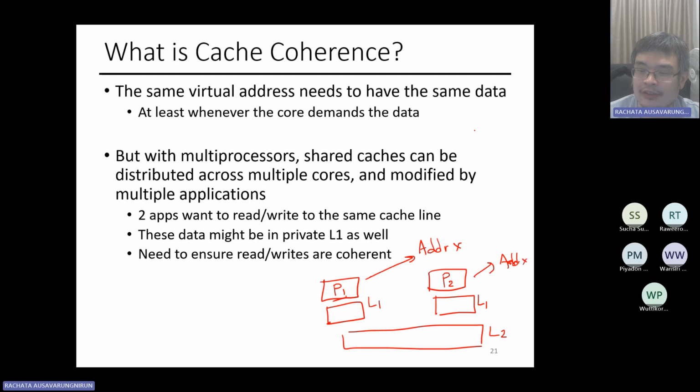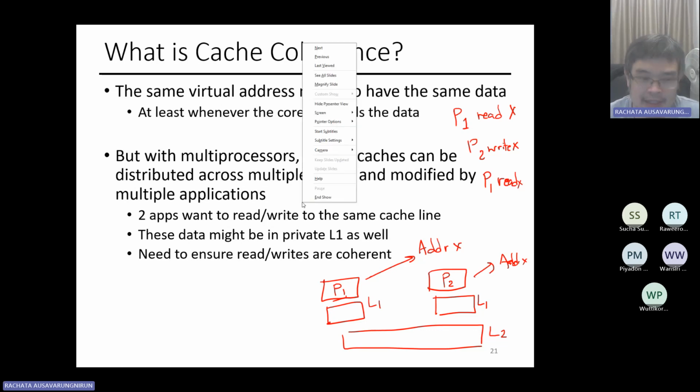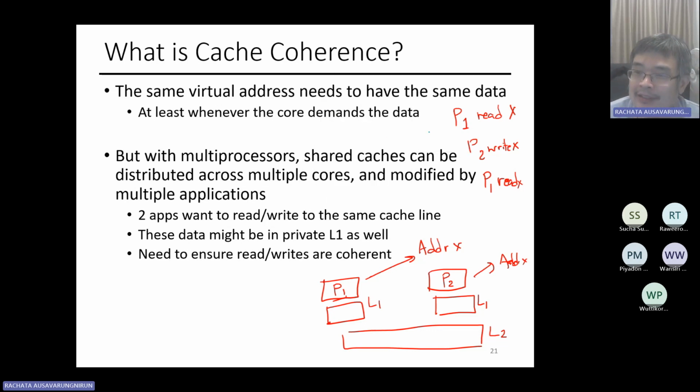The sequence is this: processor 1 reads address X, processor 2 writes address X, processor 1 wants to read address X. So basically, I have a read from processor 1, then a write from processor 2, then a read again from processor 1. This is the sequence in time. What is going to happen?